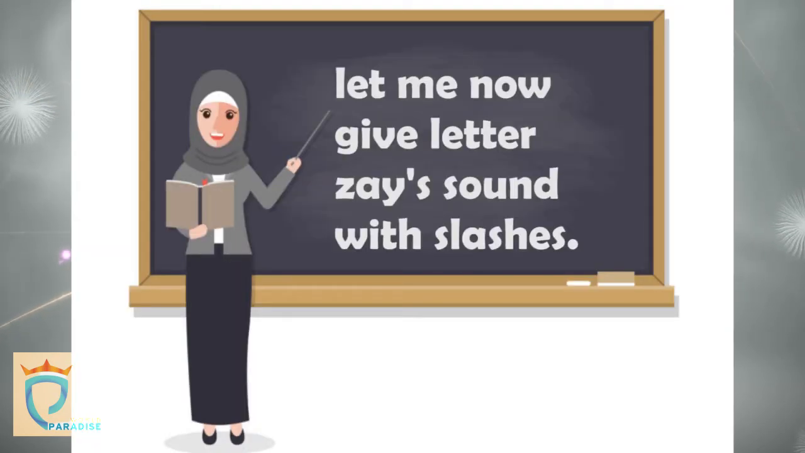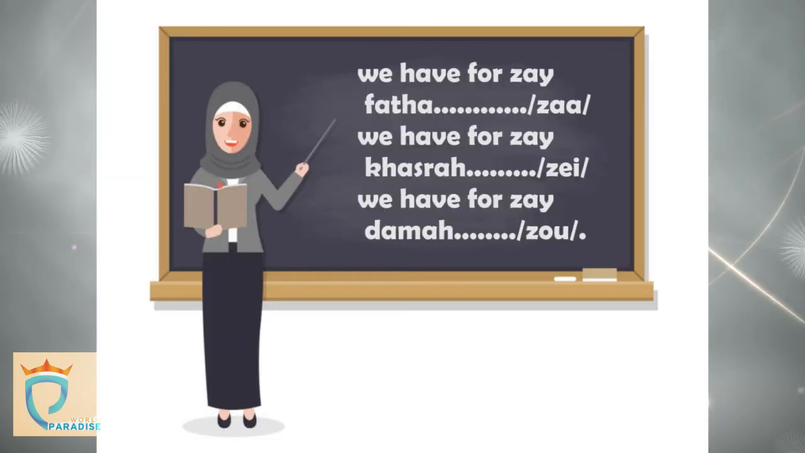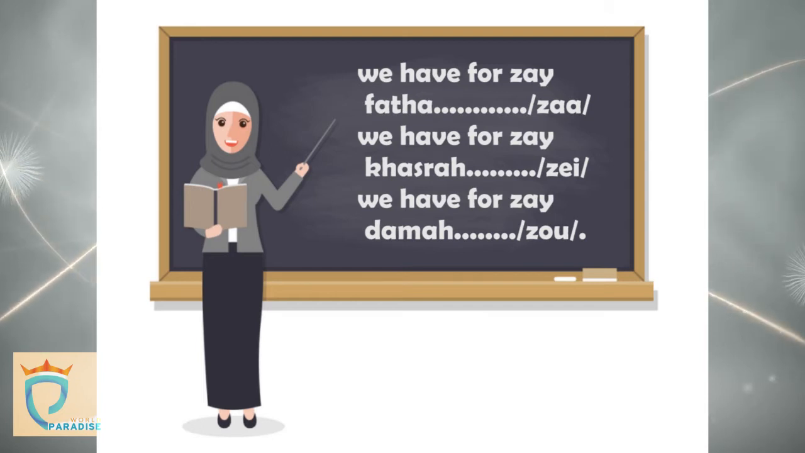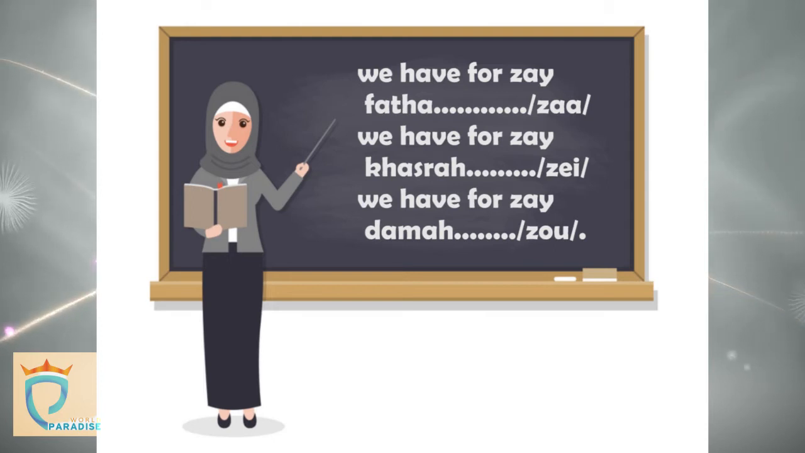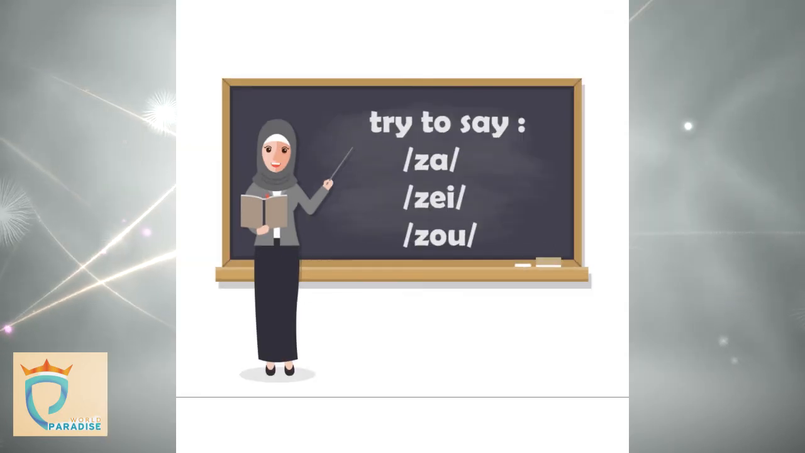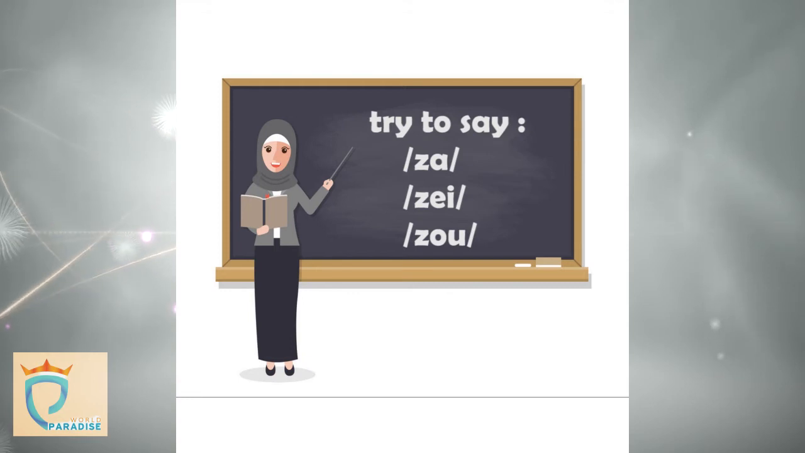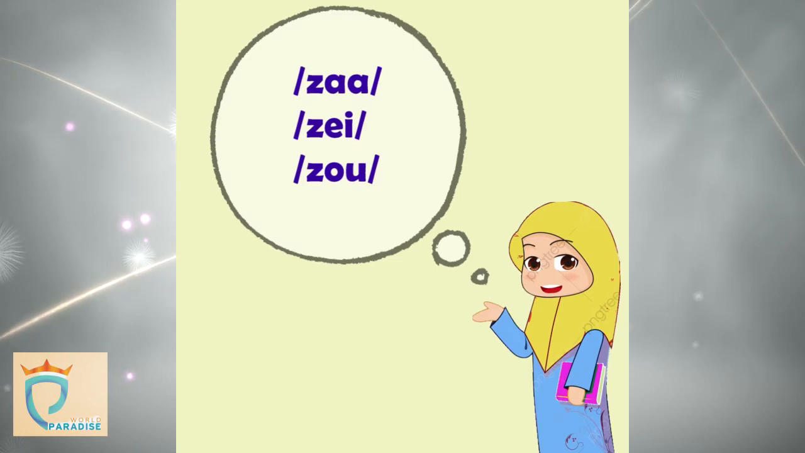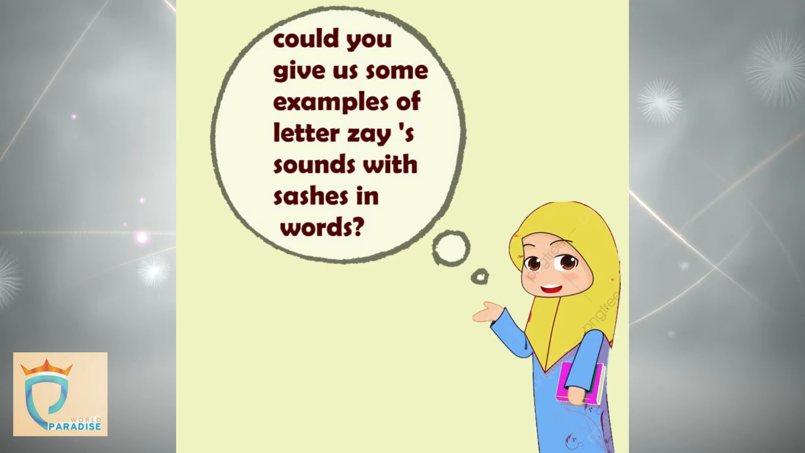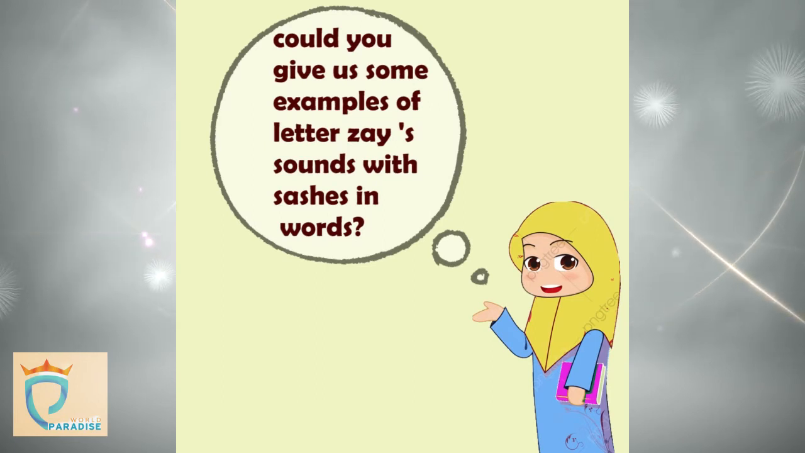Let me now give letter Z a sound with slashes. We have for Z fatha: za. We have for Z kasra: zi. We have for Z dhamma: zu. Try to say za, zi, zu. Za, zi, zu. Could you give us some examples of letter zay sounds with slashes in words?